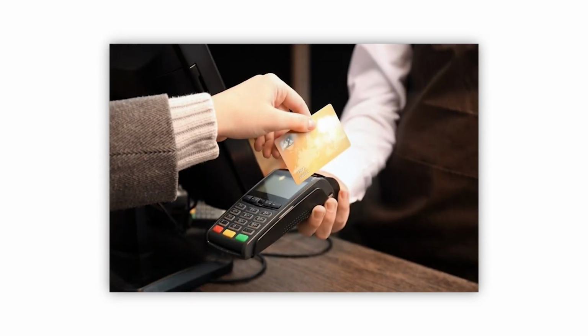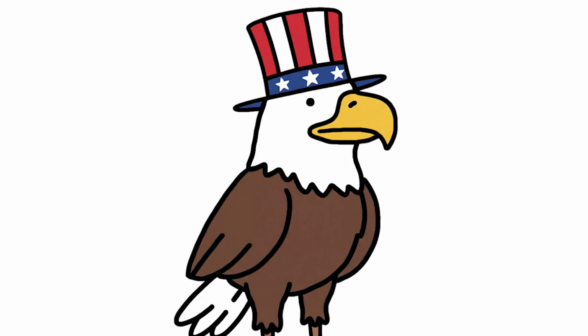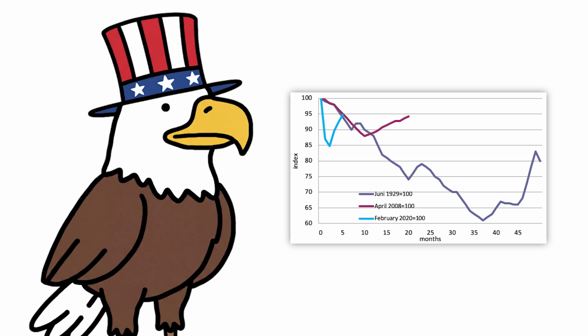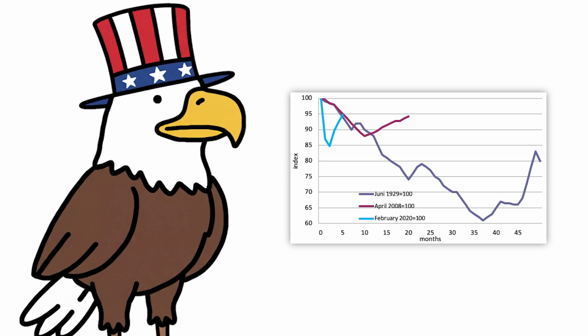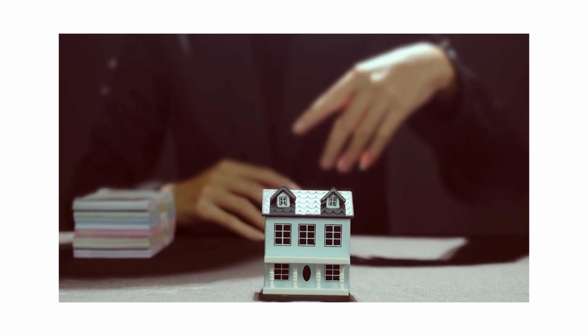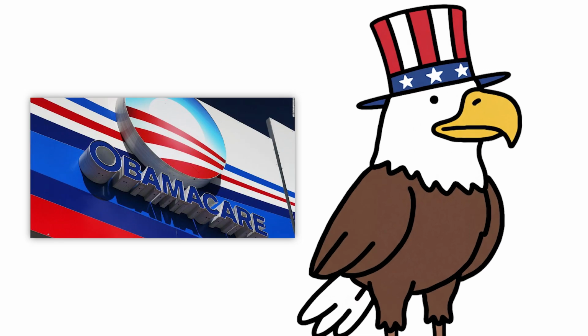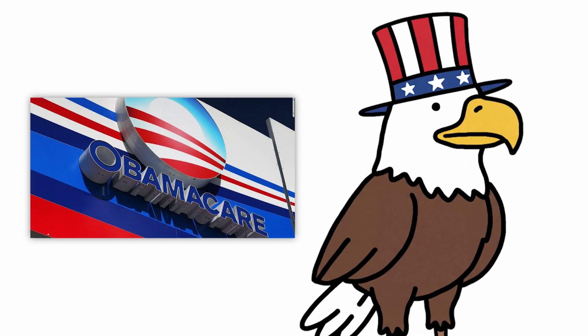AIG had written trillions in credit default swaps, essentially betting that the housing market would never collapse. When it did, AIG started imploding, and no bankruptcy framework even existed for a company that size. The Federal Reserve stepped in with up to $85 billion in emergency credit in exchange for a 79.9% equity stake. The United States government now effectively owned the world's largest insurer.